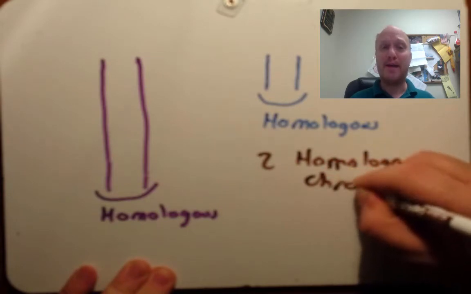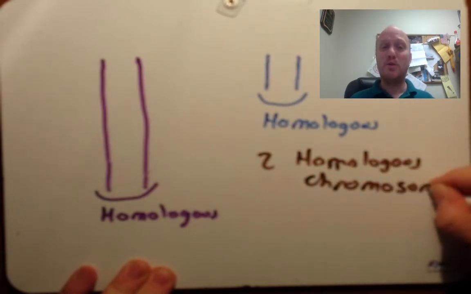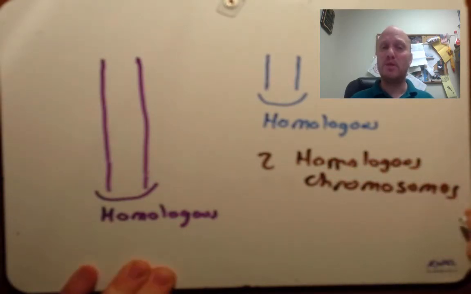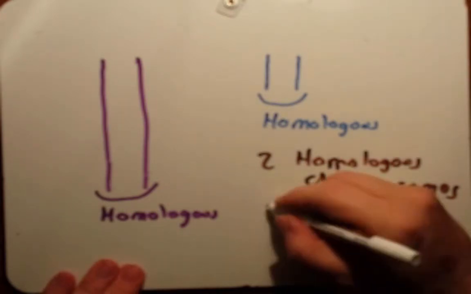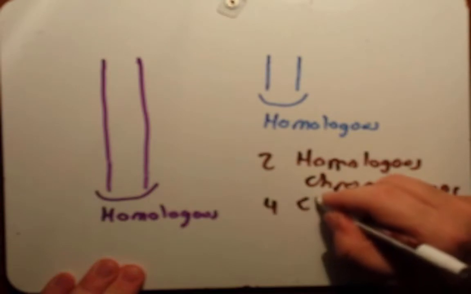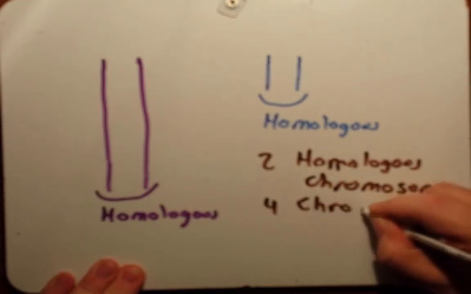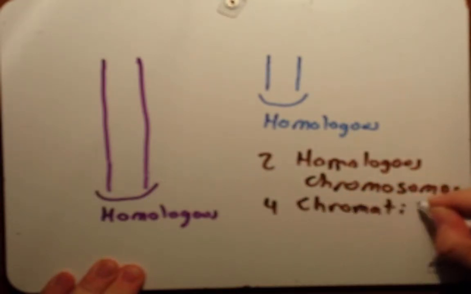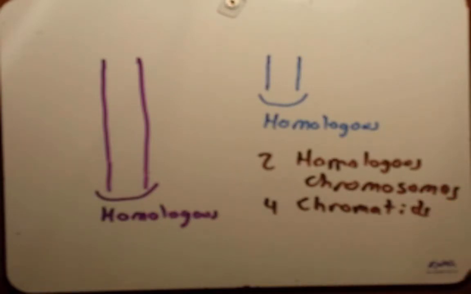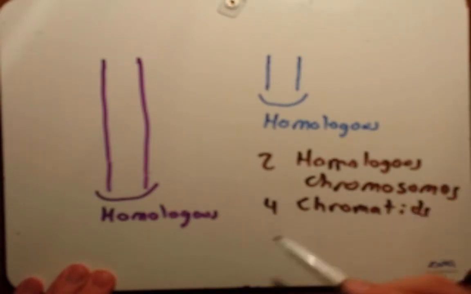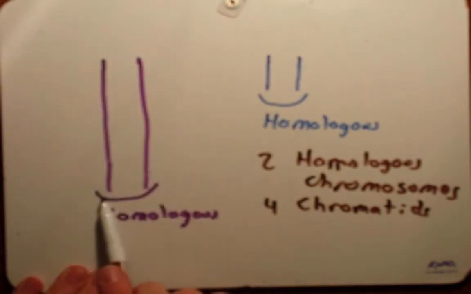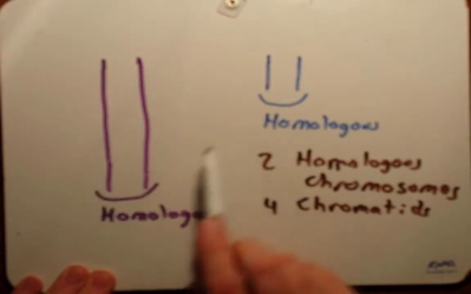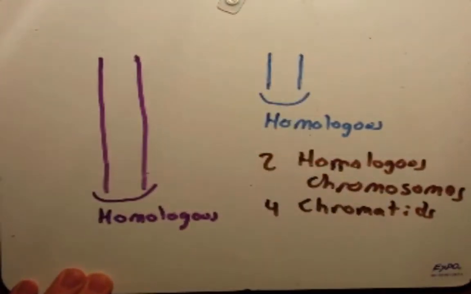In editing this podcast, I realized I should have said two pairs of homologous chromosomes and not just two homologous chromosomes. The better way to say it is two pairs of homologous chromosomes, just so you have it right in your notes. We could also say we have 4 chromatids, and we'll define chromatids a little bit later when we talk about cell division and mitosis, but essentially a chromatid is one of these. So this is one chromatid, this is one chromatid, this is one chromatid, and this is one chromatid.